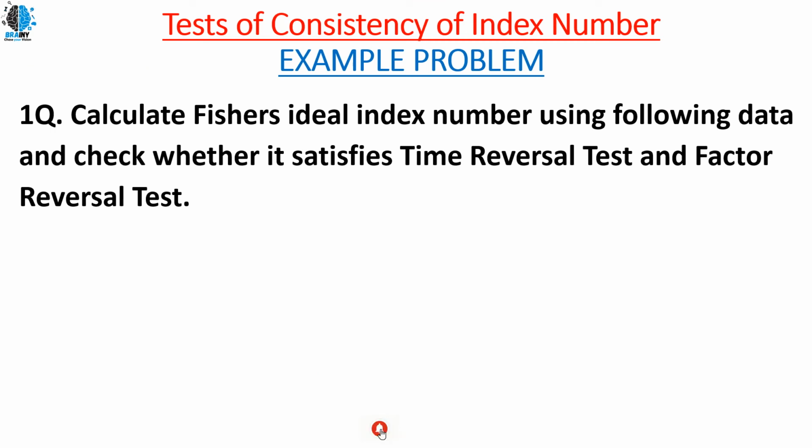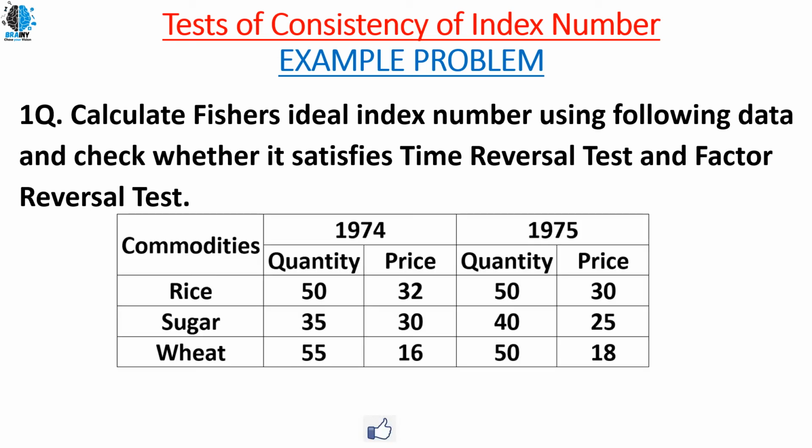Let's see the example problem of test of consistency of index number. Here we have the first example problem. Calculate Fisher's ideal index number using data and check whether it satisfies time reversal test as well as factor reversal test. So here is the data. The commodities rice, sugar, wheat are given. Base year is 1974, current year is 1975. Quantities and prices are given under our base year and current year. So let's start with our solution part.